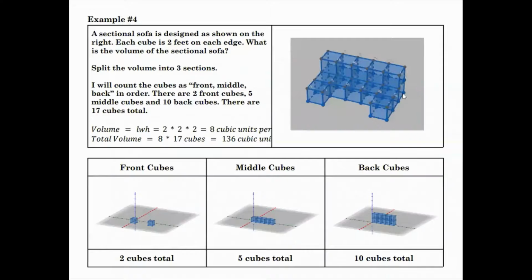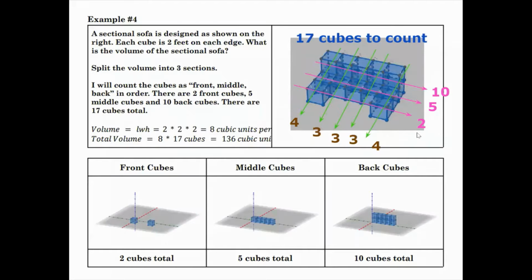The seatings here, there are 5. And then along the back wall, we have 5 there, but it's 2 units high. So we have 10 cubes on the back wall. Adding them all together, that would be 17 cubes. 2 plus 5 plus 10 is 17. And multiplying that by 8, we get a volume of 136 units cubed. That was 2, 5, and 10, as you see with these pink arrows, counting the cubes in the sofa.